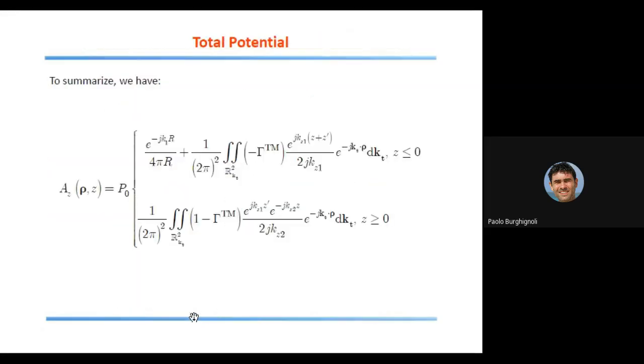So, to summarize, here is the expression of our potential. This is the potential everywhere. In the lower half space, it is the sum of the incident potential, which is known in closed form, and the reflected potential, which is given by a Fourier integral, and in the upper half space, it is given by another Fourier integral.